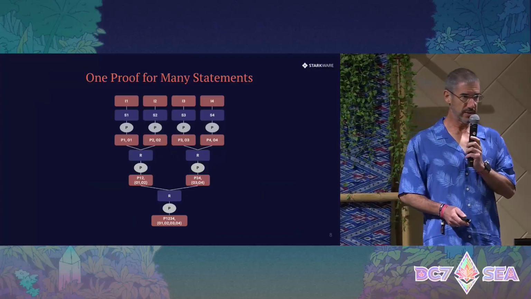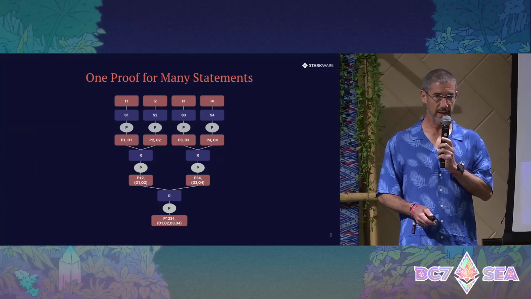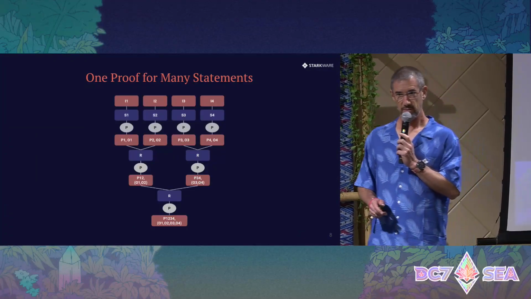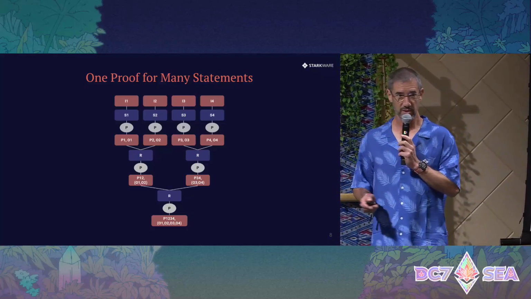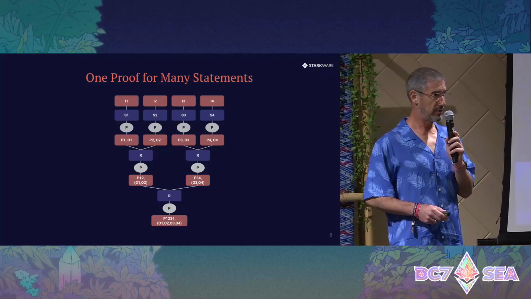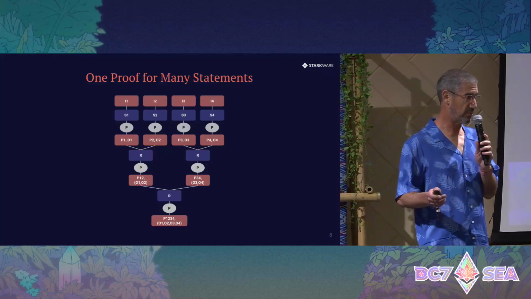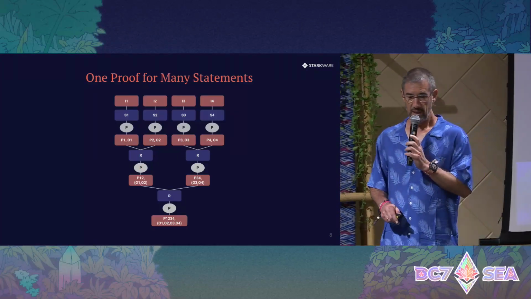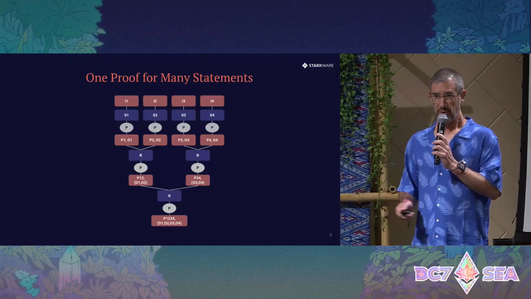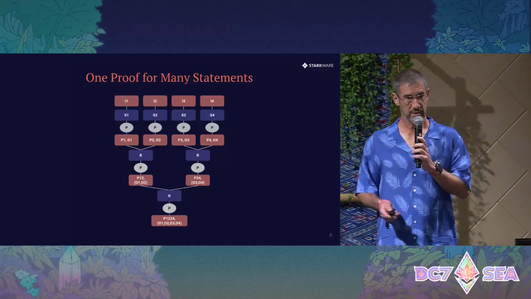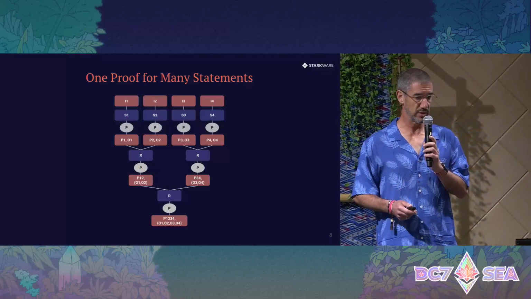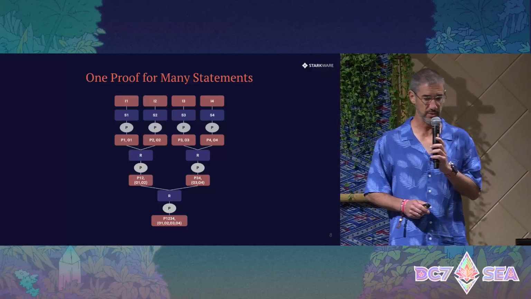Now we can use this construct in order to combine various statements, possibly totally different statements from different sources. If you like, we can prove statements from multiple rollups even, into a single proof and a series of outputs coming from the original inputs, or from the original statements, I should say.